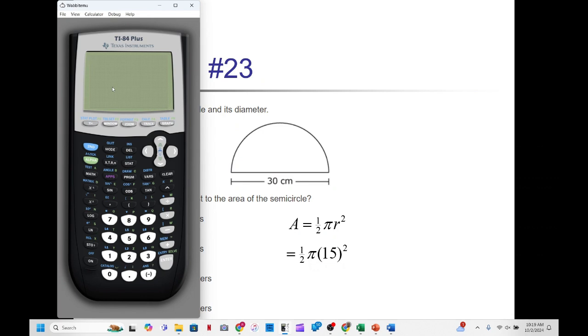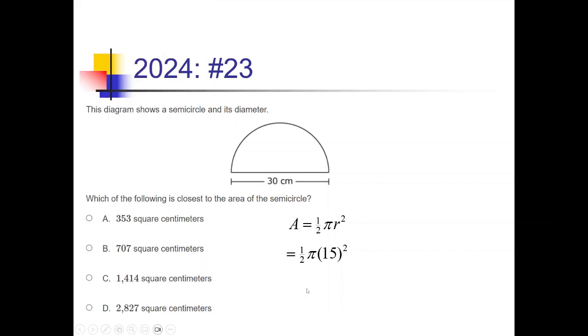So here I am on the calculator. To put this in here, there's a few ways you could do it. There is a way on this one to actually get 1/2 and pi exactly. But if you don't have that fancy of a calculator, you can always just use 0.5 instead of 1/2. And instead of pi, we could use roughly 3.14. That should give us enough accuracy on this. And then we've got 15, and let me square that. Press enter. And that comes out to roughly 353 and some change. So 353 centimeters squared, that's going to be choice A.